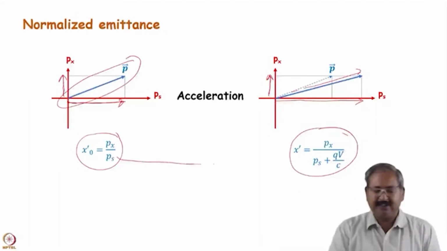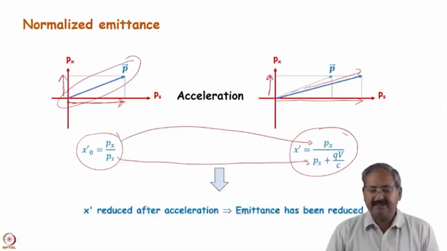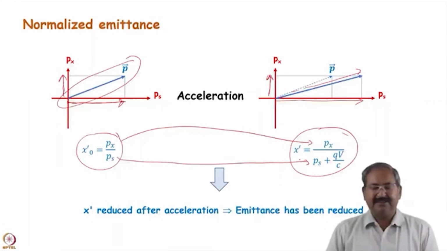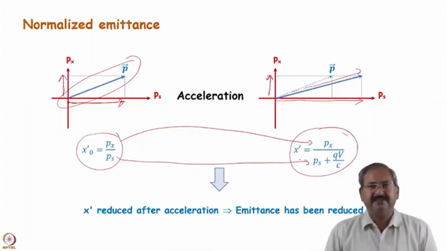So the denominator has increased, the numerator is the same, meaning the value of x prime has been reduced. When the value of x prime is reduced, it means the emittance has been reduced. So during acceleration, the emittance we defined does not remain constant. It remains constant only if the energy is constant.